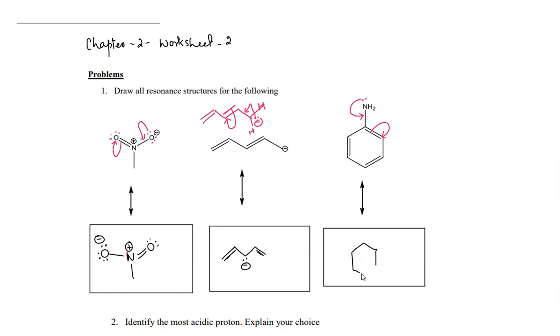So we have a benzene ring, but now one of the bonds is removed, and then we have a double bond with nitrogen, as the lone pair of electrons was used to form the double bond, and now the pair of electrons is placed over here.